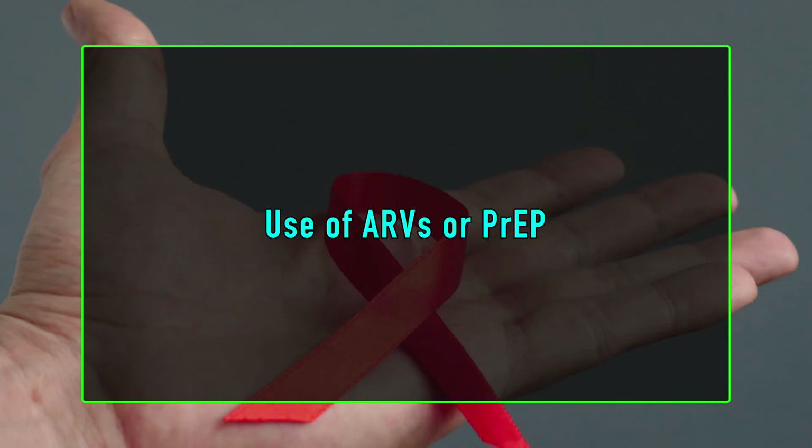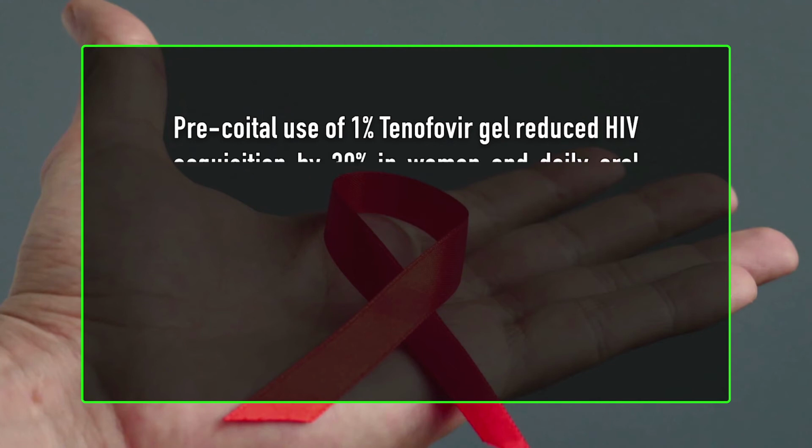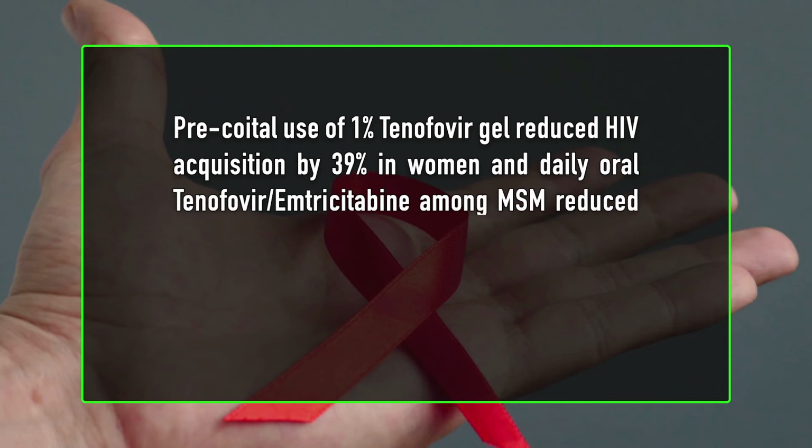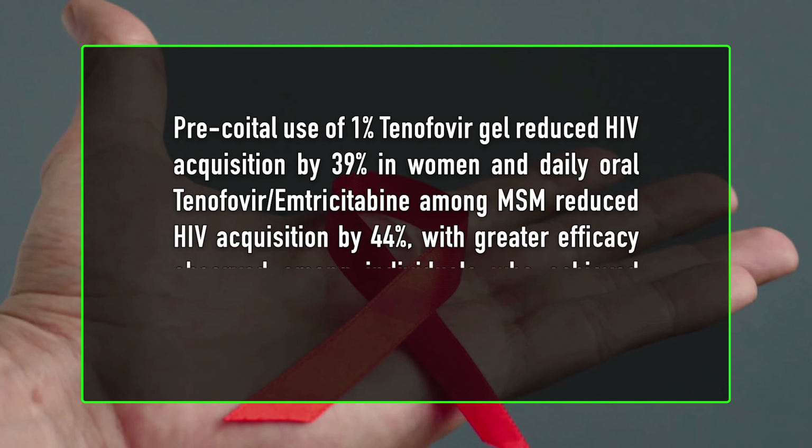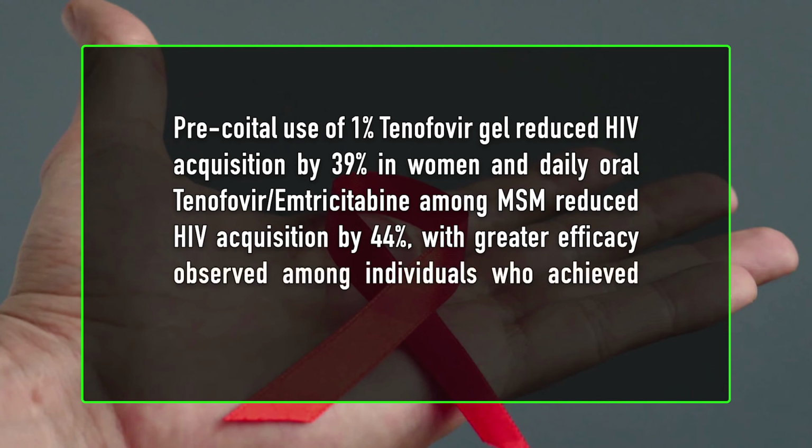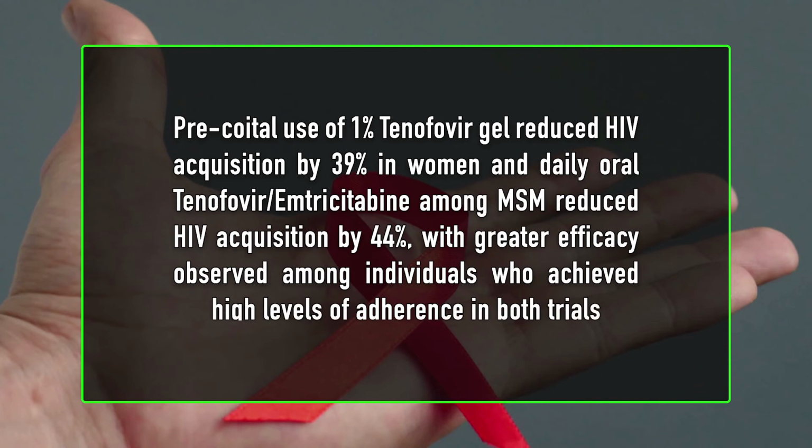The second one we will be discussing is the use of antiretroviral therapies, or PrEP. Use of ARVs prior to sex is referred to as pre-exposure prophylaxis. Precoital use of 1% tenofovir gel reduced HIV acquisition by 39% in women, and daily oral tenofovir emtricitabine among MSM reduced HIV acquisition by 44%, with greater efficacy observed among individuals who achieved high levels of adherence in both trials.